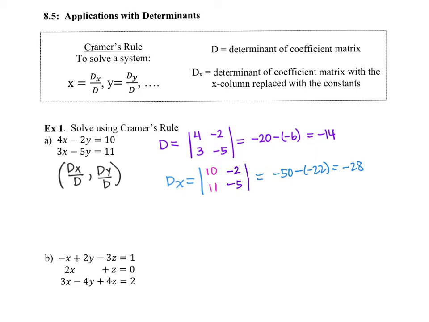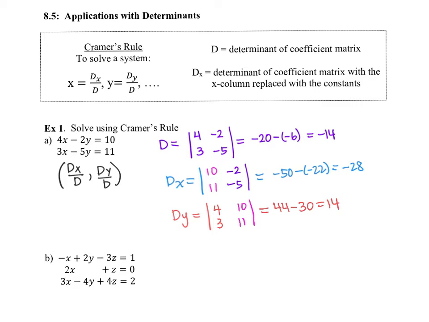Okay, and then the last thing I want to calculate is dy. For dy, I'm going to use the coefficient matrix again, but this time I'm going to replace the y column with the constants. So it'll still be 4 and 3, but instead of using the negative 2 and negative 5 for the y's, I'm going to replace that with the 10 and the 11. Okay, so 44 minus 30 is 14. So I found all the things I need to calculate the answer.